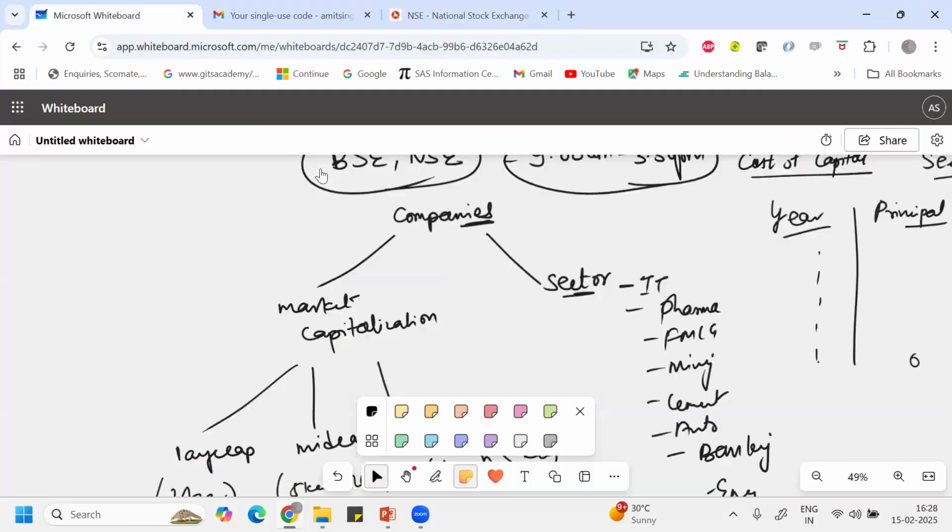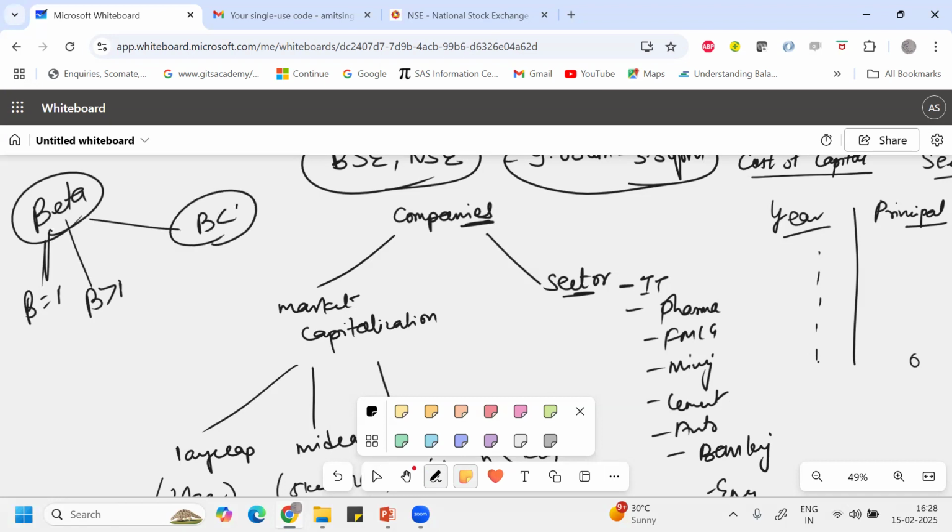To find the relation of a stock with respect to the market, we use a term called beta. Beta basically measures the market risk of a stock. Beta primarily measures the degree of correlation the stock has with the market. The beta of a stock is either equal to one, or it can be more than one, or it can be less than one.